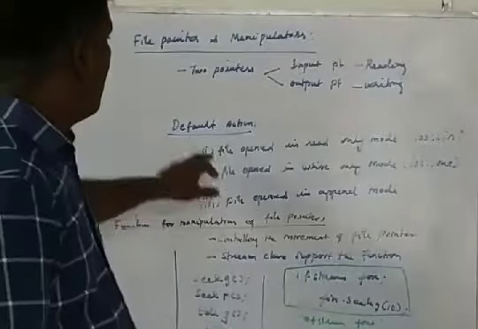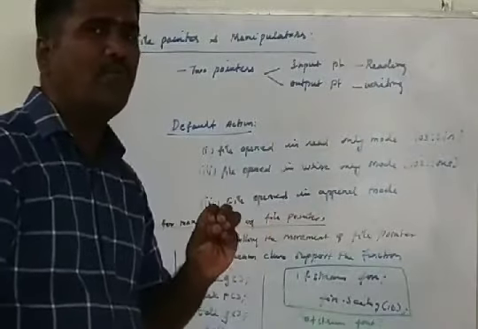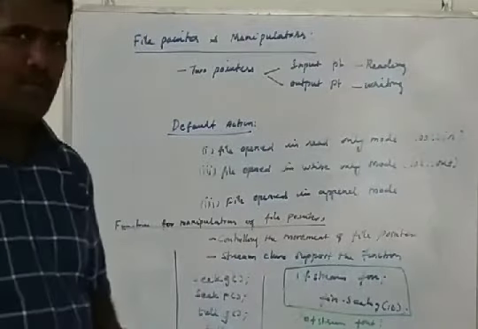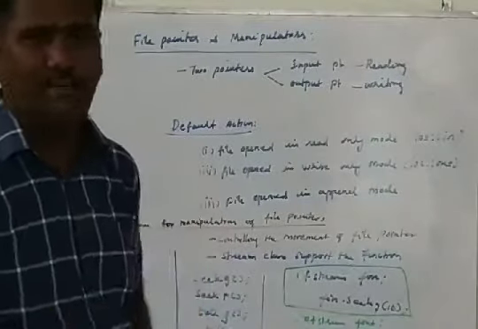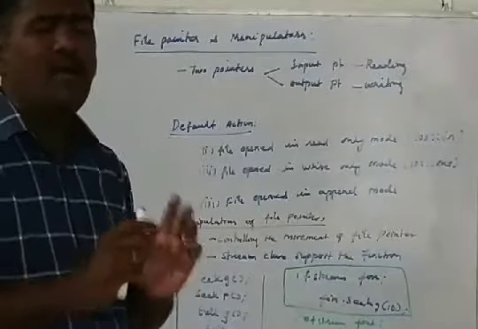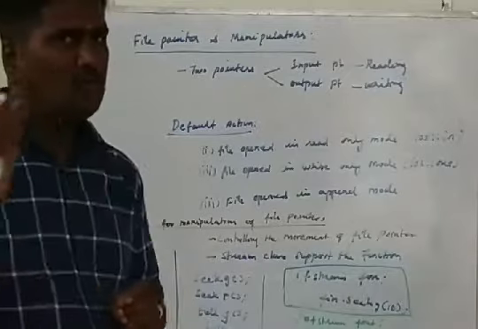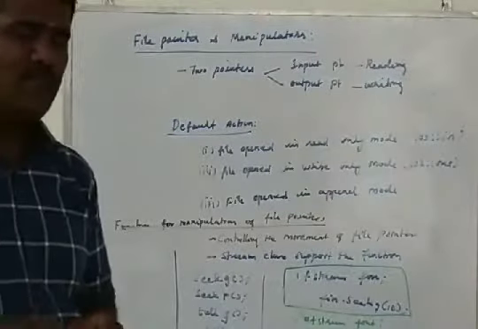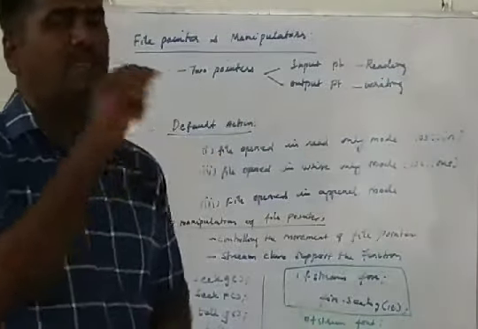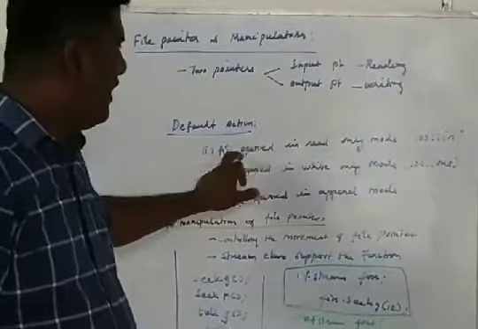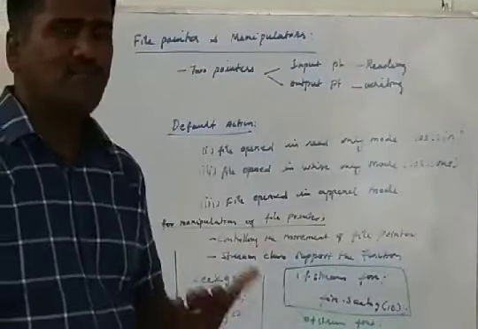At that time, the default action of the file pointer: here we are using the input file pointer. The input file pointer is set to the beginning of the file. After opening the same file in reading mode, the file pointer is positioned at the beginning. So when the file is opened in read only mode, the file pointer starts from the beginning.